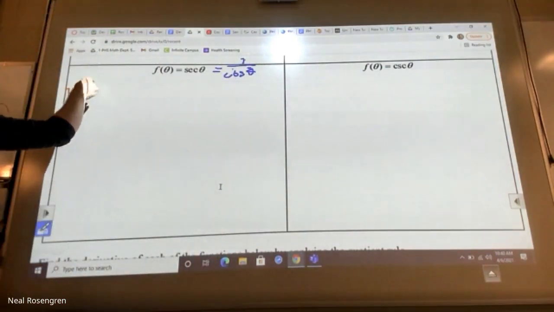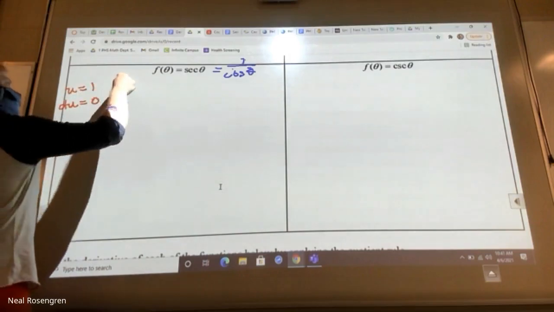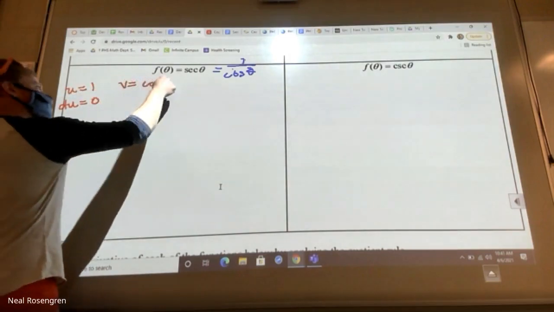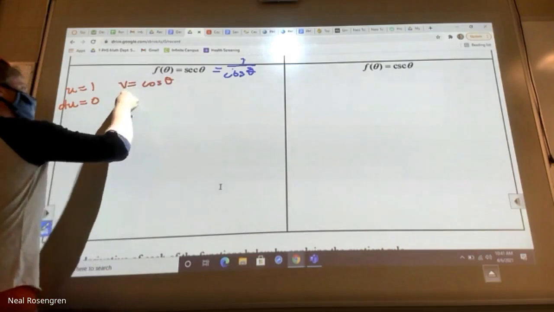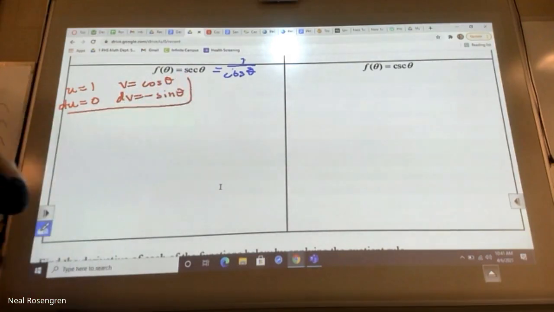So u is just 1. So what's du? 0. The derivative of any constant is 0. That means that when I do my du part times whatever, it's just going to disappear because we're multiplying by 0. Nice. So v is the denominator. There's cosine. So dv, negative sine. And we're ready to go.